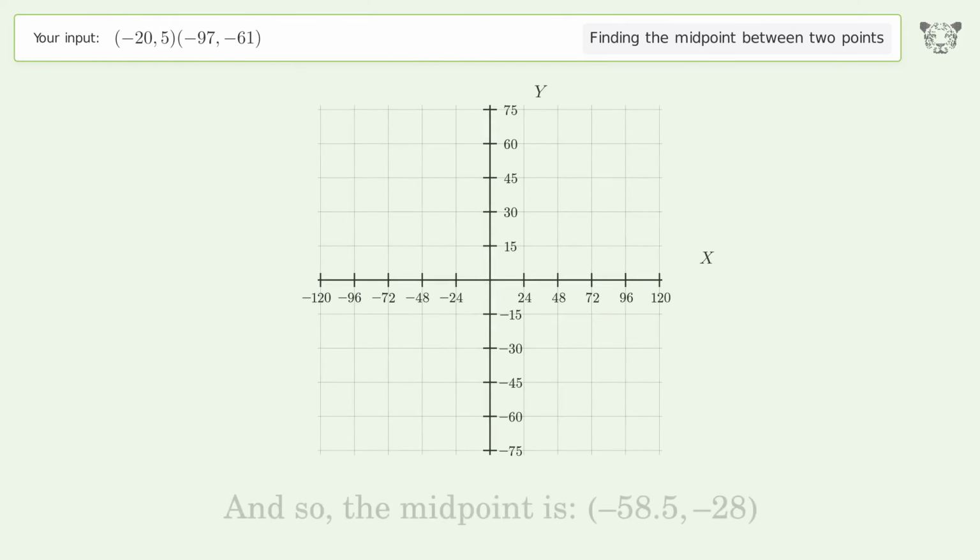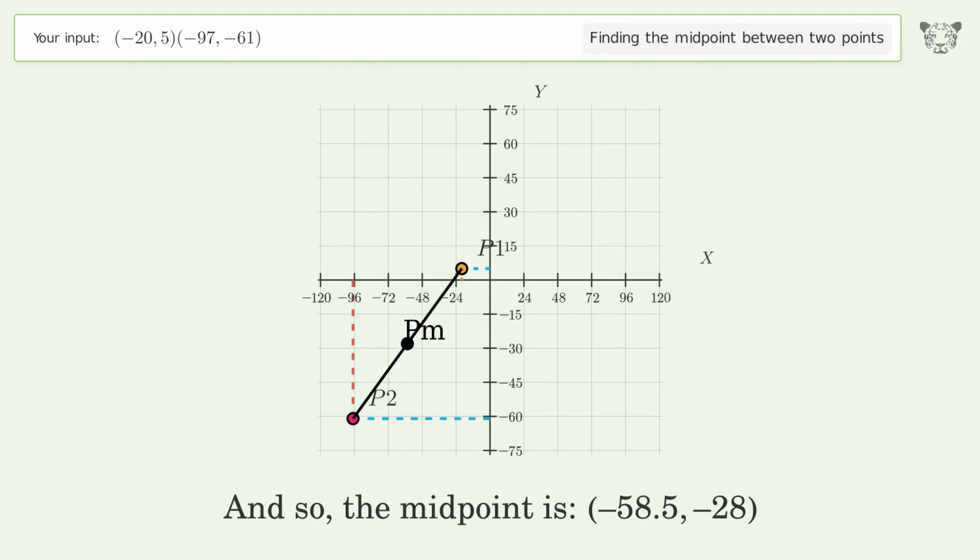And so, the midpoint is negative 58.5, negative 28.